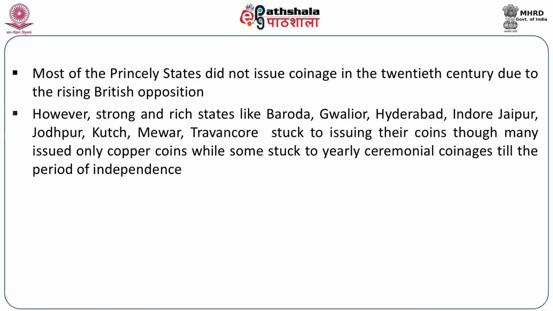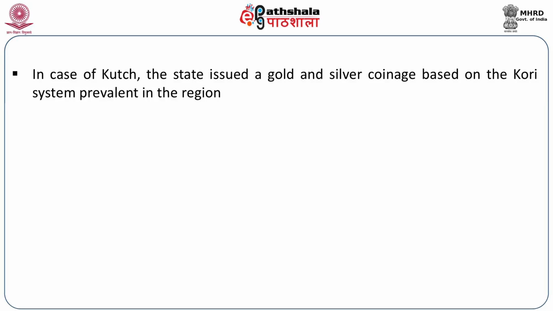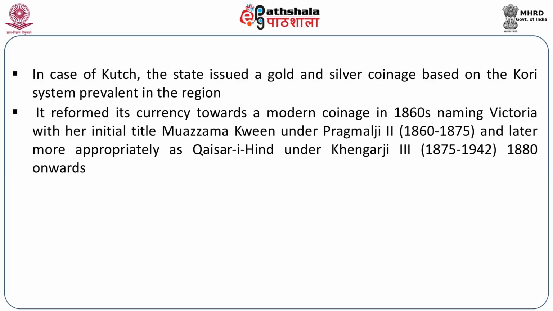of the country. In the case of Kutch, the state issued a very strong, rich coinage both in gold and silver based on the Kori system. Somewhere in the 1860s, the rulers of Kutch reformed the entire coinage. They also issued coins in the name of Victoria, along with the ruler's name Pragmalji initially, and later under Khengarji III, they issued her coins with the title Kaisar-e-Hind, which was then used by many of the Indian princely states.